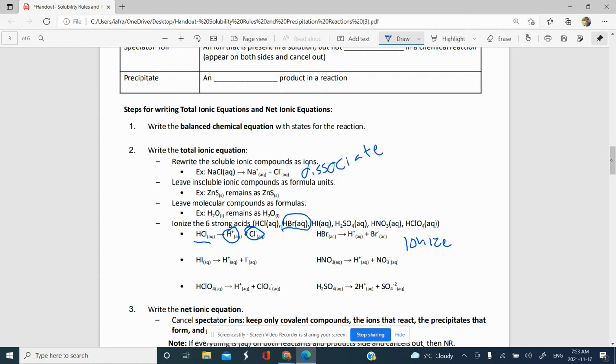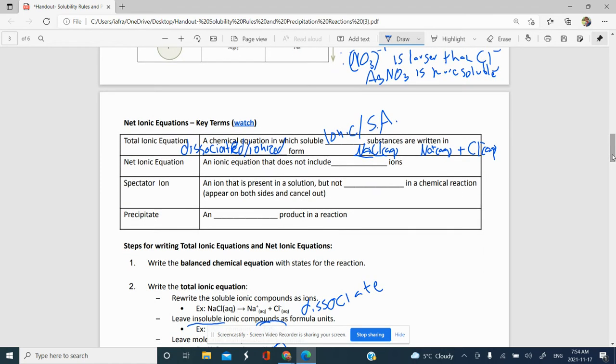Now, there are some compounds that remain undissociated. The insoluble ones, those precipitates, they stay as a solid. You do not separate them. And also molecular compounds that are liquid or gas, they stay the way they are. They do not separate into ions because they don't exist as ions. So you would not do that.